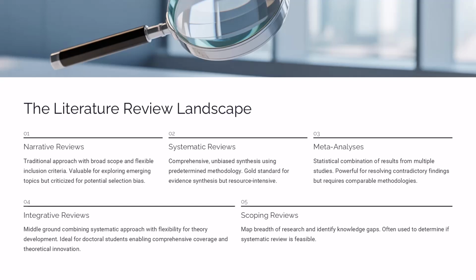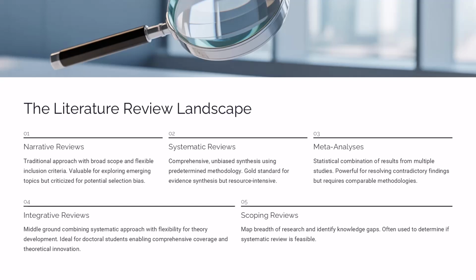Scoping reviews map the breadth of research in a field and identify knowledge gaps using broad research questions and inclusive approaches to study types. These reviews are often used to determine whether a systematic review is feasible and to identify areas where more research is needed.